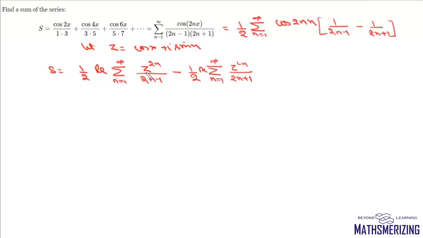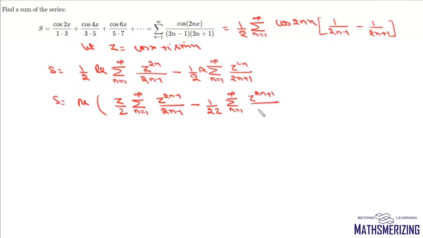Now from this first series I'll take z out, and in the second series I'll multiply and divide with z. So we can write this series as the real part of z by 2 and then this summation n varies from 1 to infinity z to the power 2n minus 1 upon 2n minus 1, and here I'll multiply and divide with z. I'll write 1 upon 2z summation n varies from 1 to infinity z to the power 2n plus 1 upon 2n plus 1. Now we need to find the value of these two summations.